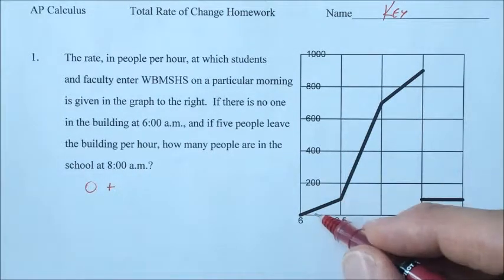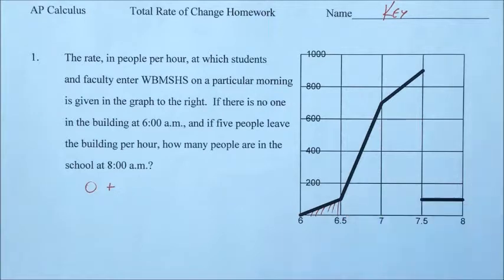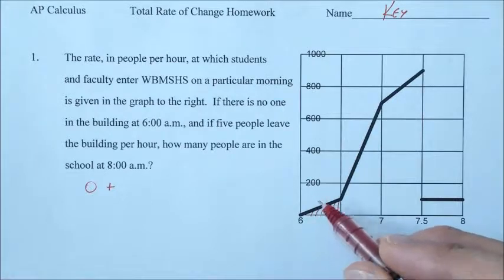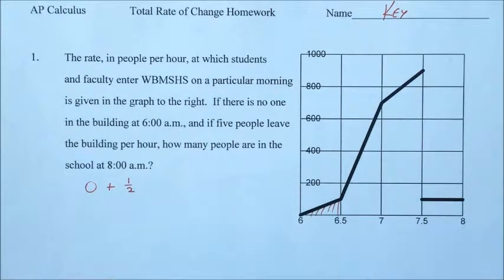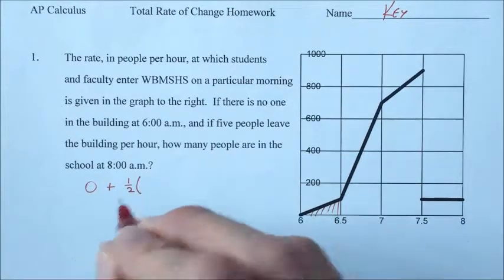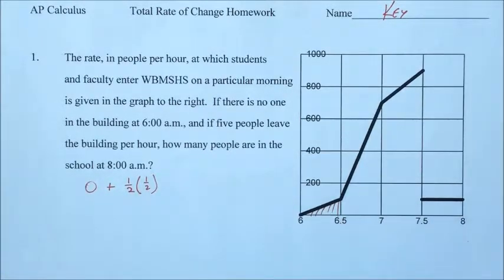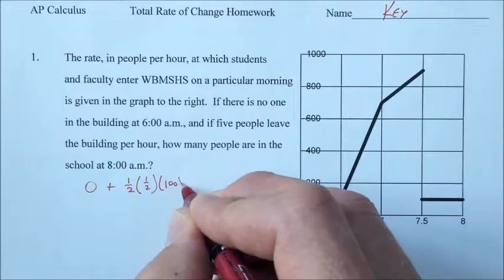Alright, so to find that integral, we have to find the area of all of the space between the function and the x-axis. So we start with this 6 to 6:30 time slot. We have a triangle. The base is a half an hour. The height is 100 because we see the grid marks go by 200. So we have a triangle, so it's 1/2 the base, which is a half, times the height, which is 100.